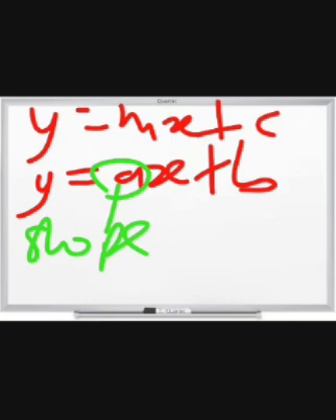The higher that number, the gradient, the steeper the curve or the straight line, and vice versa. So that's it. The B here or the C here is the constant. That is where the straight line cuts the y-axis.